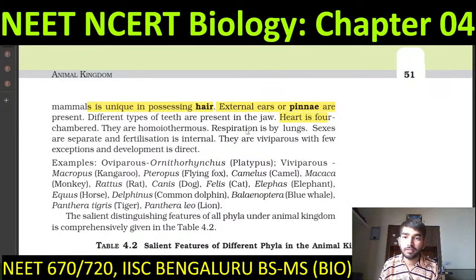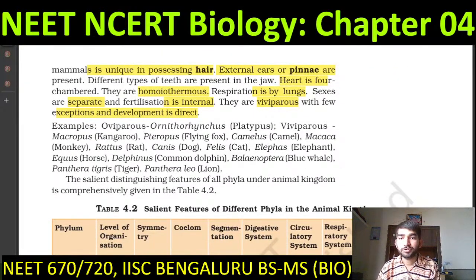Heart is four-chambered. We have four-chambered hearts, and we are homeothermous. We can regulate our internal temperature. Respiration is by lungs. So we have lungs. Sexes are separate. Fertilization is internal. Viviparous. So no need of giving rise to an egg. Directly we can generate the newborn organism with few exceptions, and development is direct.